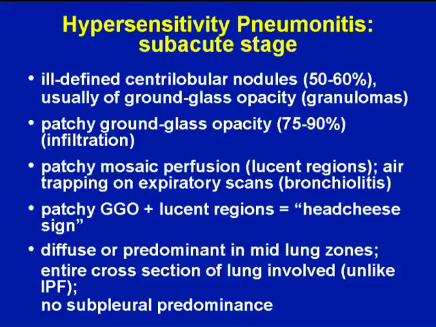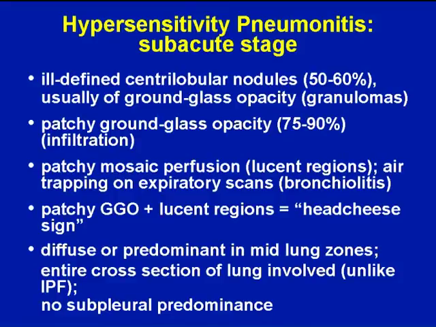And it's a finding that is very helpful in suggesting the diagnosis, something that's pretty easy to recognize and can lead you quite quickly to the correct diagnosis. I'll show you all about that. Now, this disease tends to be diffuse or predominates in the mid-lung zones.